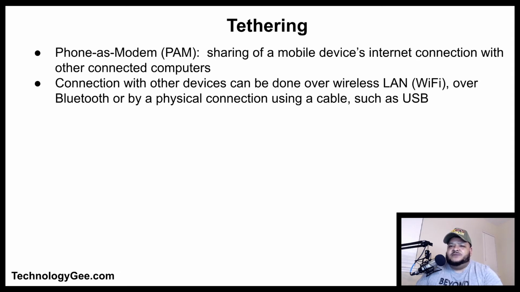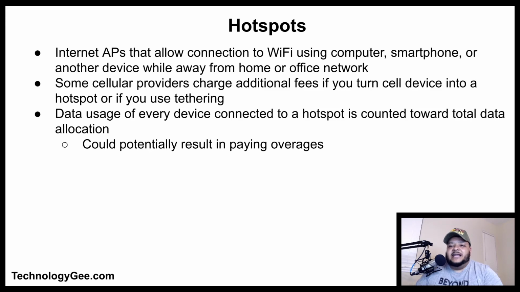Connection of a mobile device with other devices can be done over wireless LAN or Wi-Fi, over Bluetooth, or by a physical connection using a cable such as a USB cable. The other way you can do it is through hotspots like we just discussed. So Wi-Fi hotspots are internet access points that allow you to connect to a Wi-Fi network using your computer, smartphone, or another device while away from your home or office network.